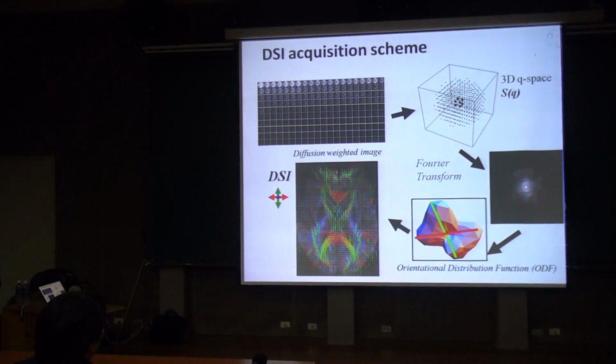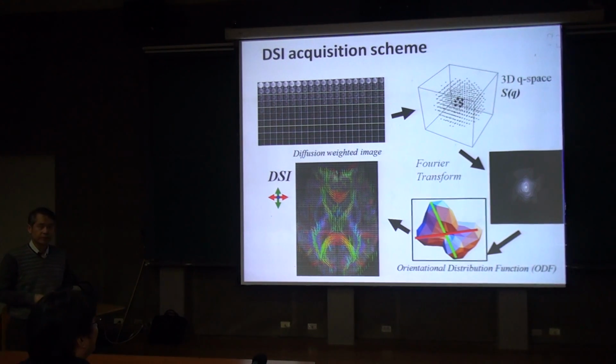But there is a cost. The cost is, as you remember, in DTI, diffusion tensor imaging, you only need to turn on at least 6 diffusion gradient directions to solve for 6 unknown coefficients and determine the diffusion tensor. But for diffusion spectrum imaging, we need to turn on hundreds of diffusion gradient directions. So the scan time is much longer than diffusion tensor imaging. So this is the price. We need to pay this price in order to solve for fiber crossing.